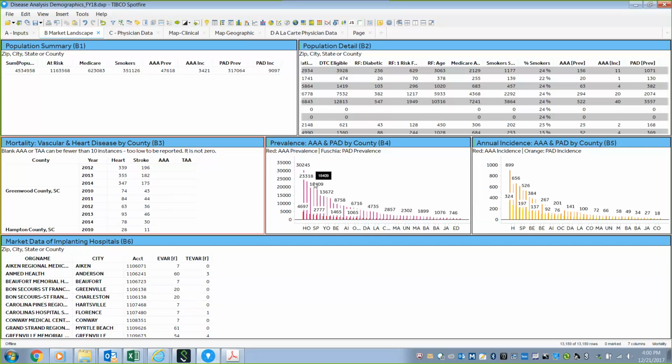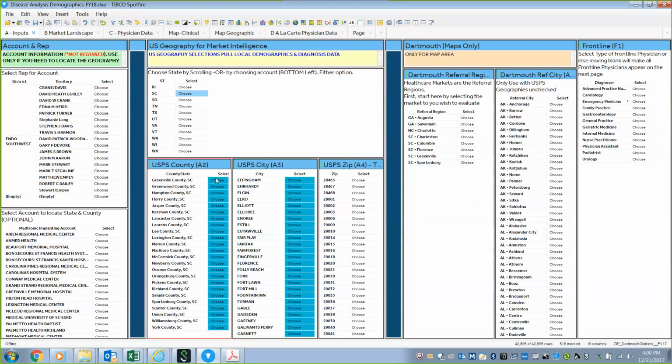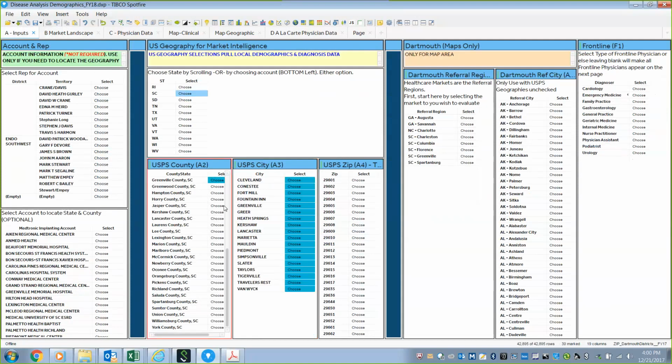This is not a good map to look at when you're looking at the entire state. So for the sake of this, I will choose 2 counties. Choose Greenville and Lancaster. All right, just 2 counties.